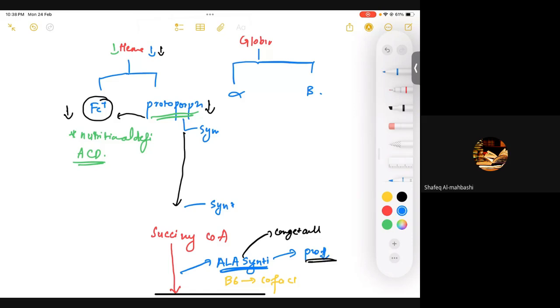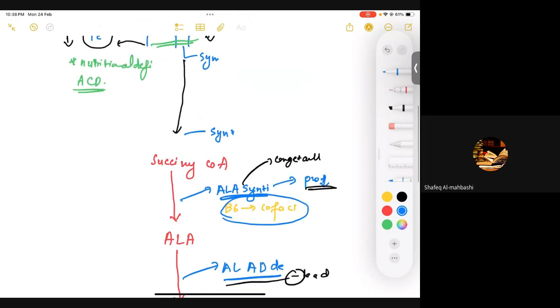Okay, perfect. We discussed that we need vitamin B6 as well in this pathway. So if we have deficiency of vitamin B6, can I say again it could lead to microcytic anemia? Just follow back the pathway.